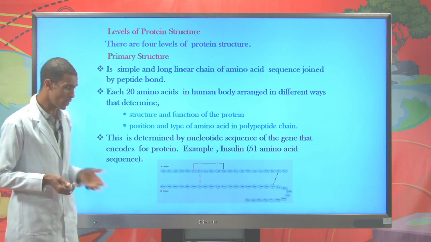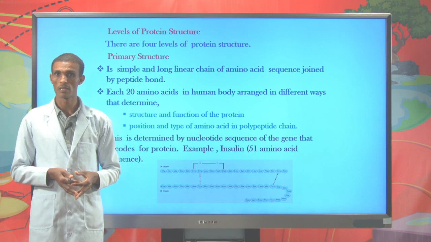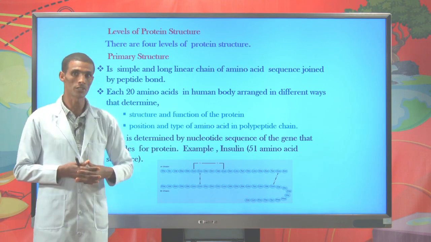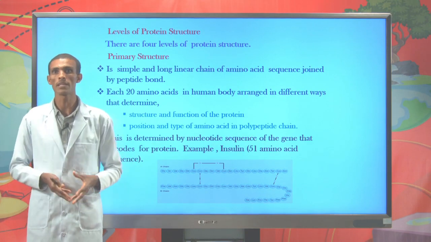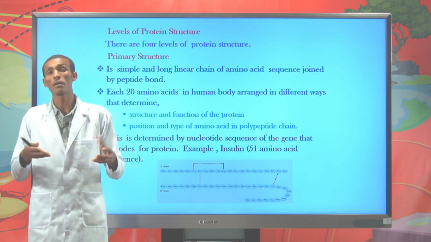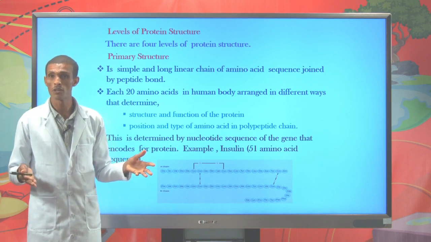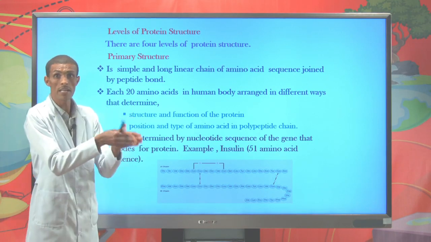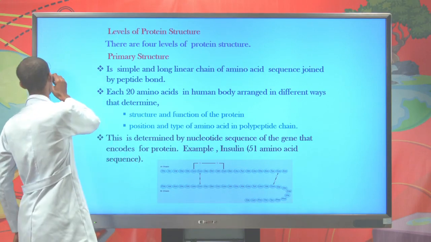Good. Protein can have 4 main levels. These 4 main levels start from the primary structure. When we say primary structure, it is a simple, long linear chain of amino acids joined together by peptide bonds here. We call the primary structure the amino acid sequence by itself, when the amino acids are linearly linked together by peptide bonds. There is a peptide linkage here.